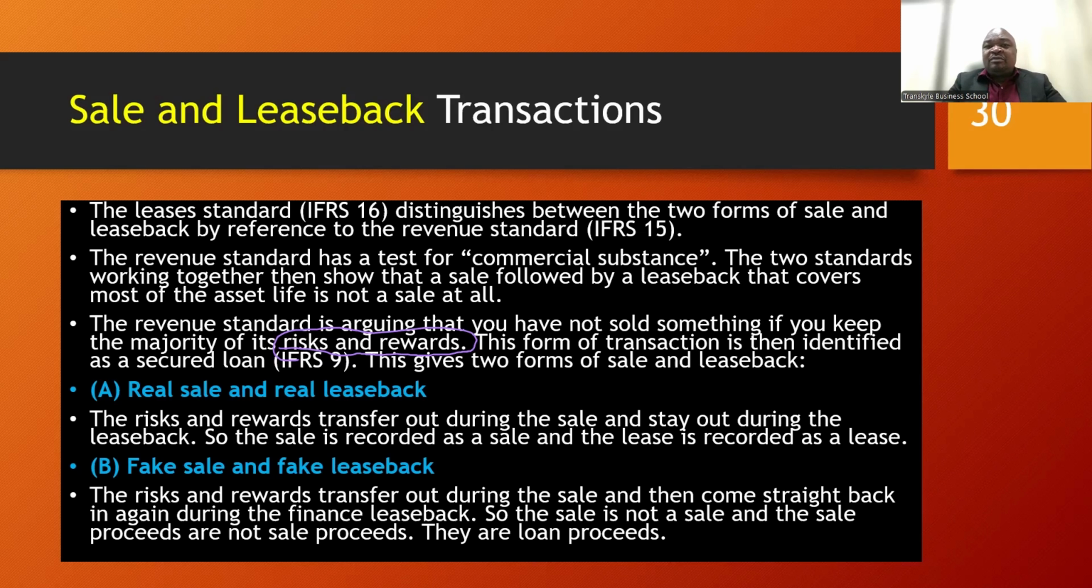So this gives two forms of sale and leaseback: A, real sale and real leaseback. Here, the risks and rewards transfer out during the sale, and stay out during the leaseback. So the sale is recorded as a sale and the lease is recorded as a lease. All right? Where the sale itself was genuine and the leaseback was actually a genuine lease.